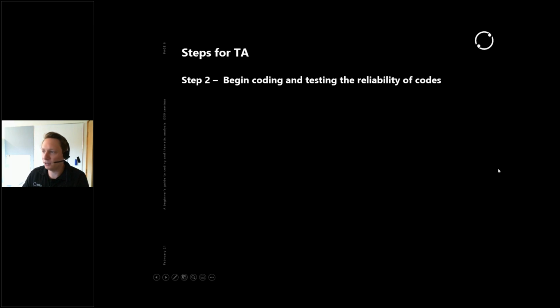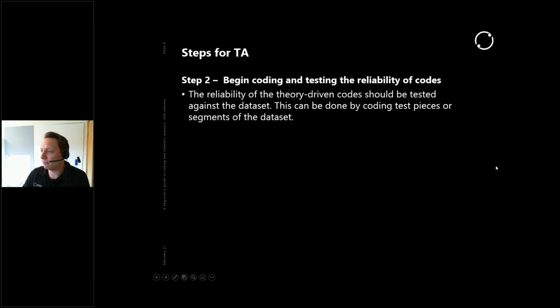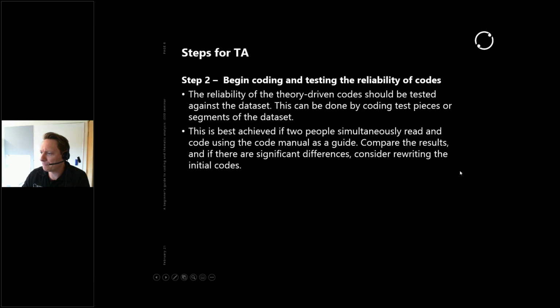The second step is to begin that coding process and then to begin testing the reliability of the codes you have in the code manual. Now, this is probably done at the start by just coding a segment of the data rather than going through one whole time. So in my case, I had interviews, so I coded an early interview to see whether these theory-driven codes were being identified in the data set or not. And as I mentioned earlier, I think this is best done if you have multiple people read and code using the code manual as a guide.